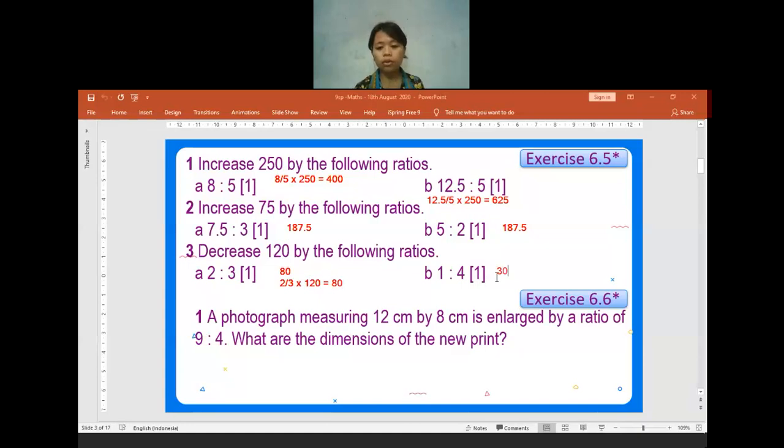Is there anyone who gets confused? No? Okay, if you have no confusion, let us move to exercise 6.6 in your workbook, page 10.